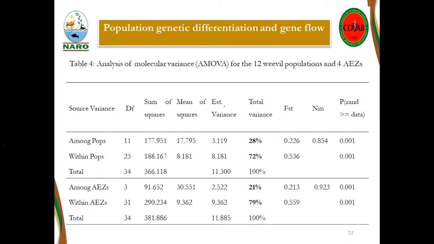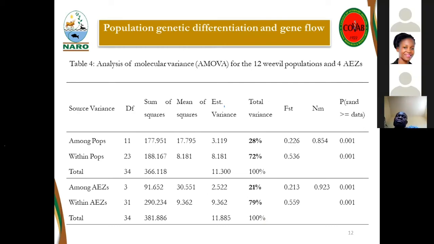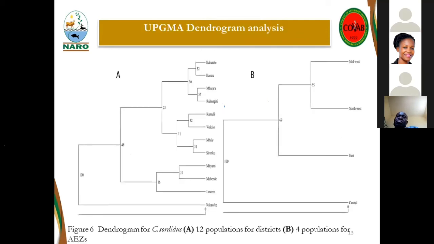Then I did what we call an AMOVA analysis for the 12 weevil populations, and it showed that the genetic diversity among and within populations was very significant, with within populations having the highest genetic diversity. That can be explained by the selective pressures that are applied to these weevils. The low genetic diversity in the eastern and southwestern regions tells you a lot about the factors.